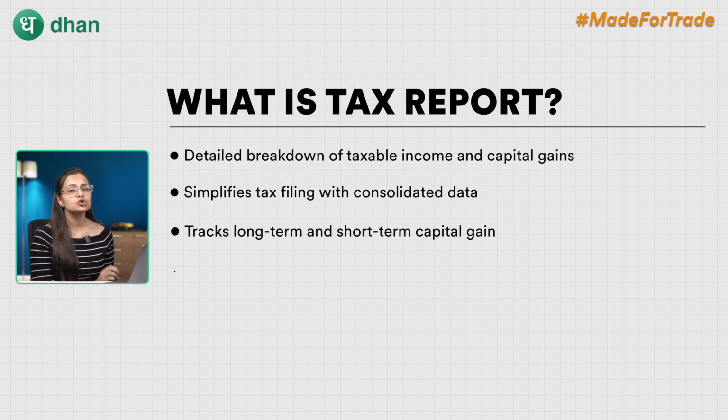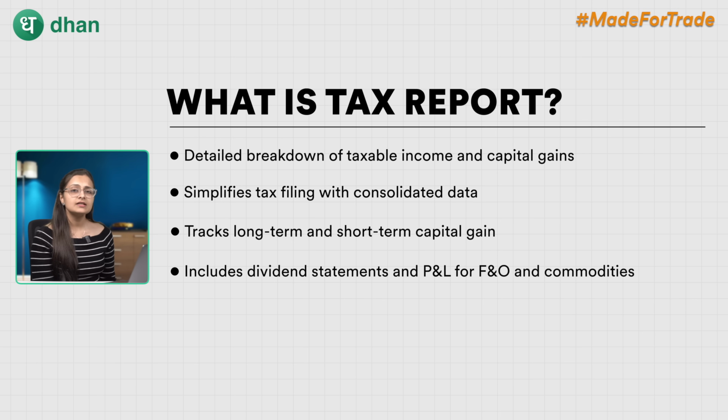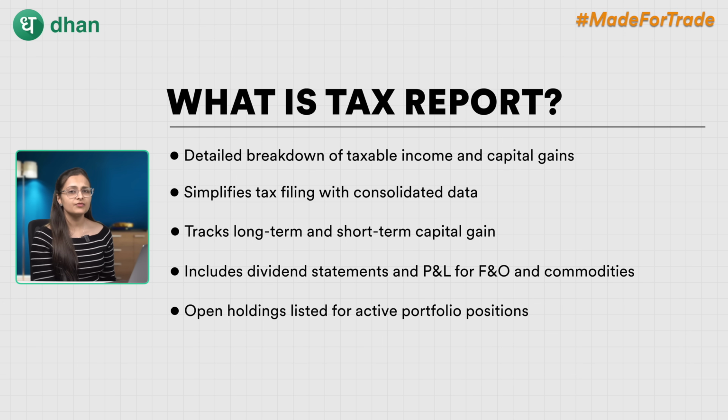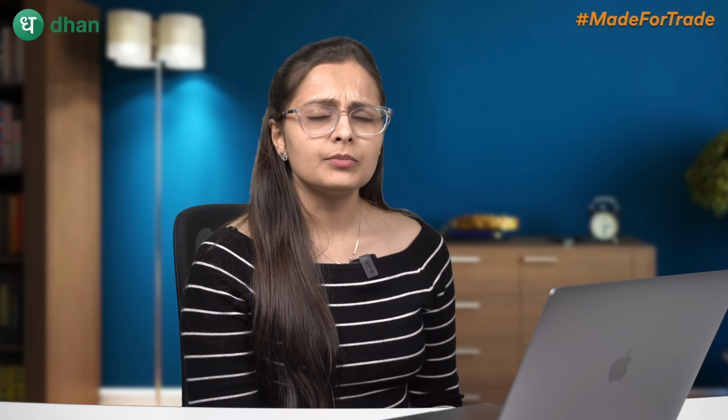Dividend statements show all the dividends, earnings, etc. P&L for F&O and commodities breaks down derivatives and commodities. For scripts still available in your portfolio, instead of a specific date, it will be listed as open holdings, since the position is still active and is still available in your portfolio. Example or a use case for it is, if you have earned rupees 1 lakh in long-term capital gains and rupees 20,000 in dividends, the tax report will categorize this for tax filing.